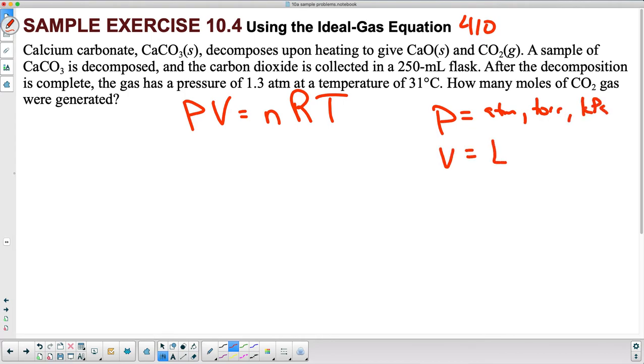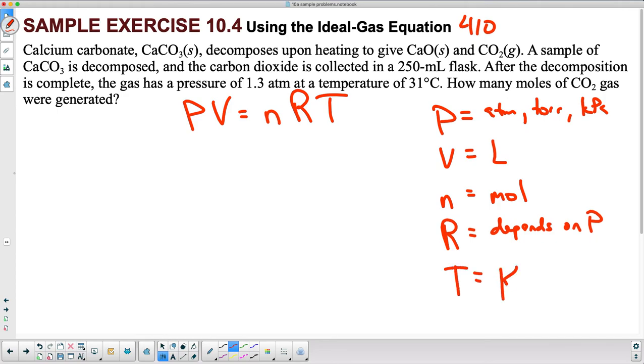Volume is always going to be in liters. Number of moles, N, is in moles. The R value depends on the pressure, and we'll get into what that is when we get there. T, temperature, is always in Kelvin. Okay, so that gives us some idea of what we're working with. PV equals nRT.